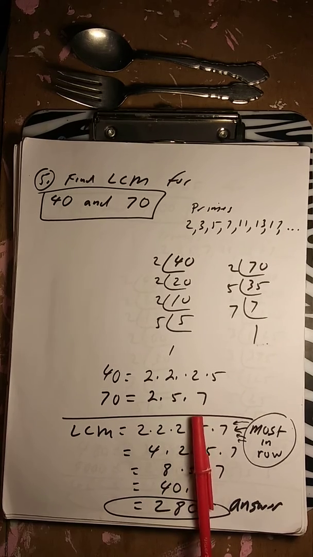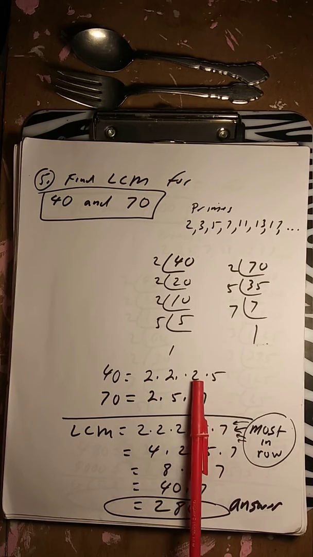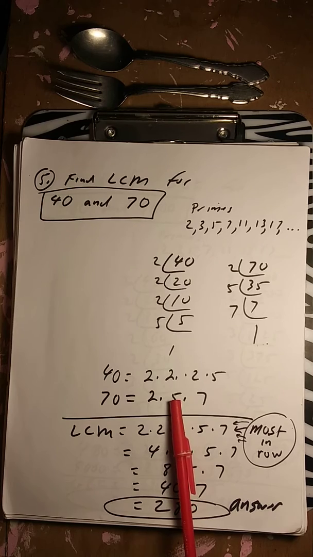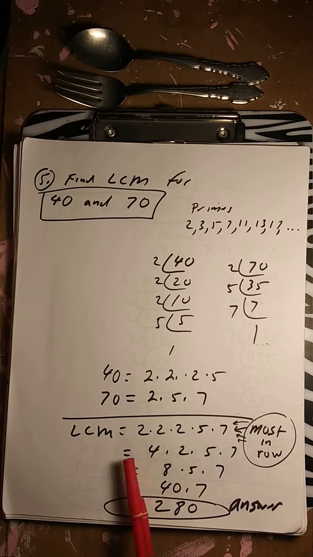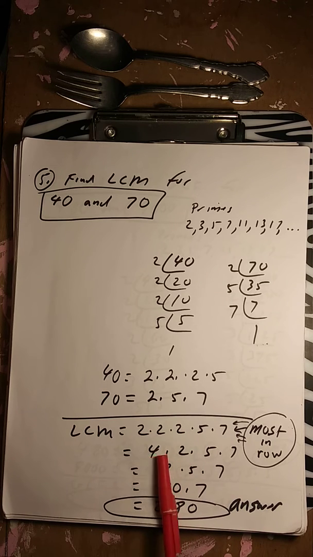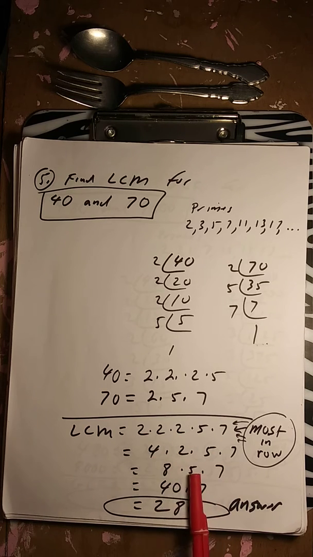So now, most in a row, we have 2, 2, 2, 3 of those, a 5, and a 7. So this number is the lowest common multiple, or that's going to be 4 times 2, bring everything down. 8 times 5 is 40. 40 times that, 280 is the LCM.